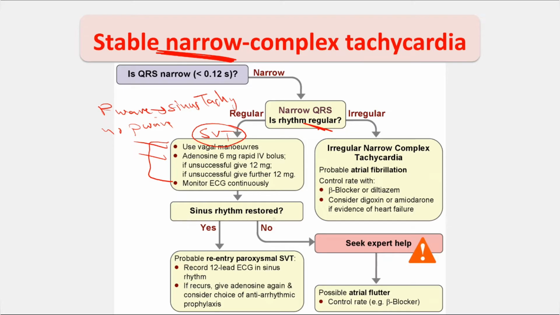If the patient has not improved with the treatment, it might be due to re-entry paroxysmal SVT. Sometimes the rhythm is not controlled. It might be due to atrial fibrillation or flutter, so you may give a beta blocker. If it is irregular and narrow complex, with no P wave, it is most probably atrial fibrillation. So in atrial fibrillation, you have to treat by rate control, rhythm control, and prevention of thromboembolism.